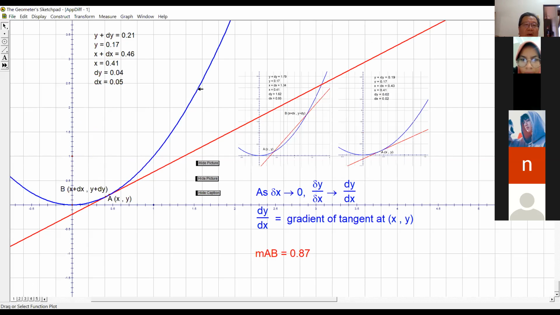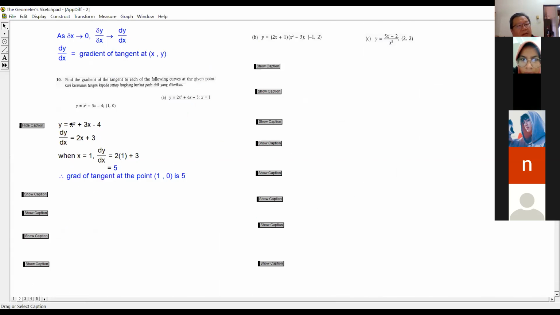If I choose another point somewhere here, the gradient will have a different value. That is the reason why the gradient depends on x. So let's say I want to know what is the gradient at this point x equals 1. I need to substitute x equals 1 inside the dy/dx. When I substitute x equals 1 inside the dy/dx, I get dy/dx equals 5.